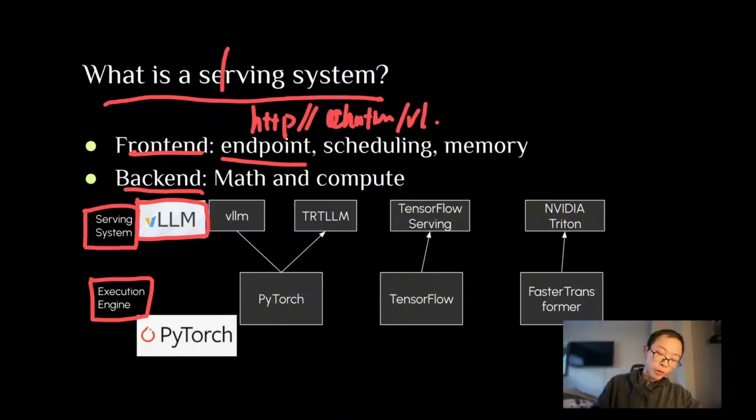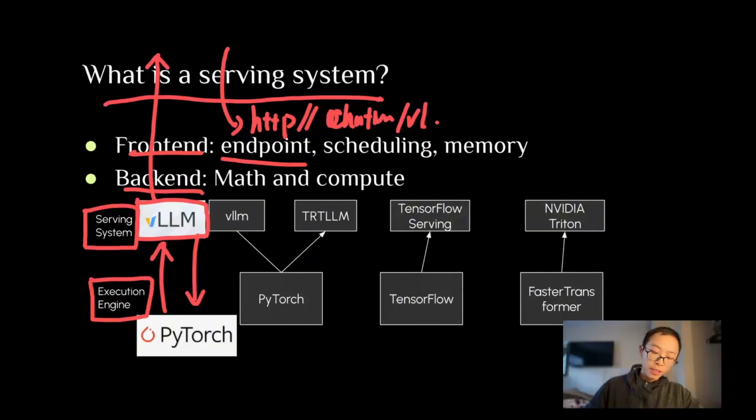So the user will query this endpoint. The front end will forward this to the backend execution engine, which consists of PyTorch or TensorFlow or FasterTransformer. Then the results will be returned to the front end and then back to the user.